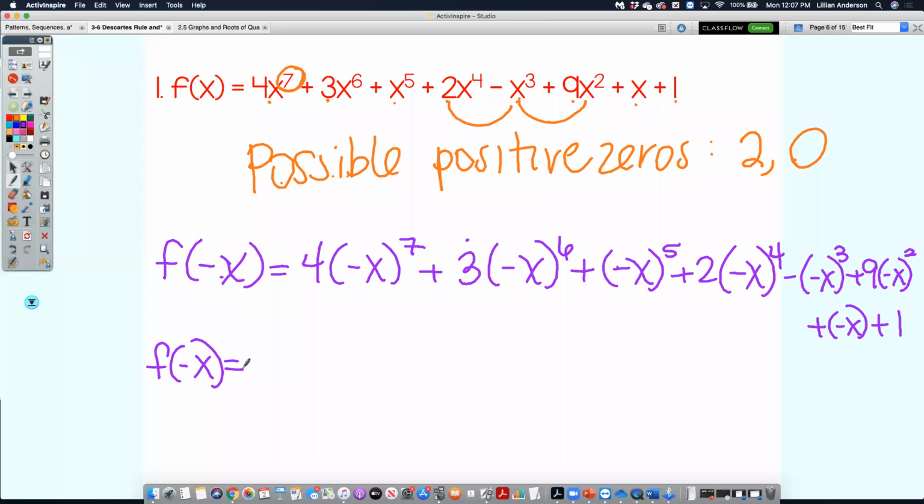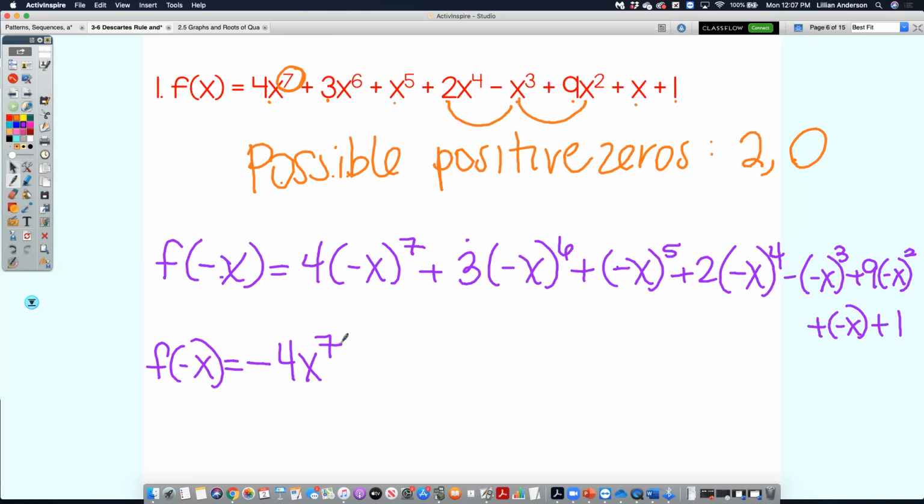And then you'll want to simplify. A negative x raised to an odd power gives you a positive or a negative? It gives you a negative. So this becomes negative x to the 7th. When I multiply by a positive 4, that turns into a negative 4x to the 7th power.